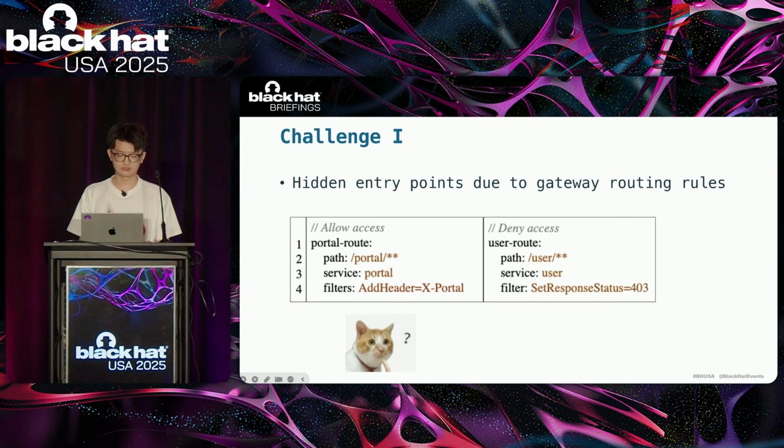Let's look at the first challenge, identifying real entry points. In this diagram, the APIs shown on the left are accessible to users, since the gateway permits them. The APIs on the right do exist in the code, but they are blocked by the gateway, so outside users cannot access them. Because these gateway rules change often and can be complicated, it's hard for detection tools like CodeQL to know which APIs are real entry points.